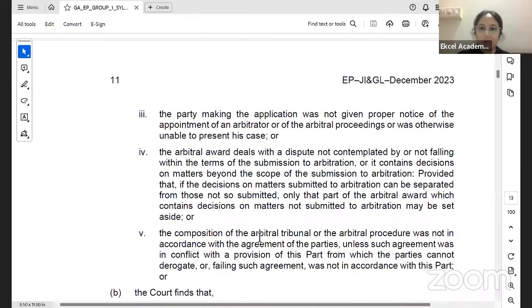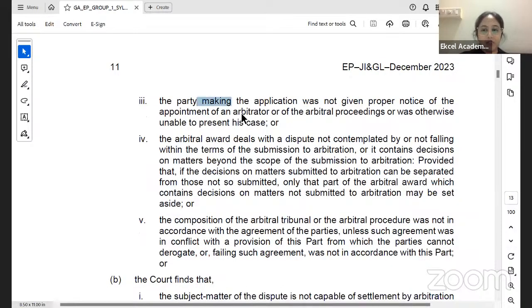So against the law, you have not properly drafted the arbitration agreement, or maybe the party making the application was not given a proper notice of the appointment of an arbitrator or of the arbitral proceedings. When any arbitral proceedings is carried on, or when an arbitrator is appointed, you have to inform the other party. If that is not done, it's a ground for you to set aside that arbitral award.